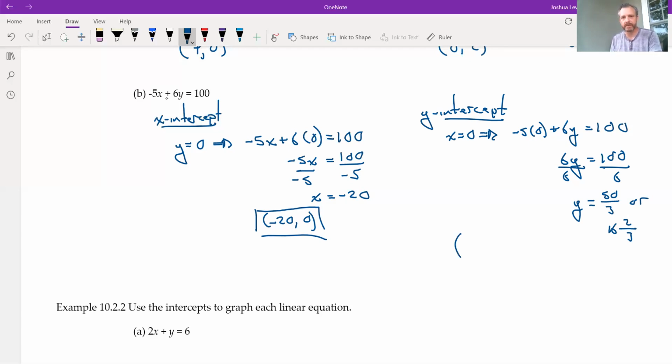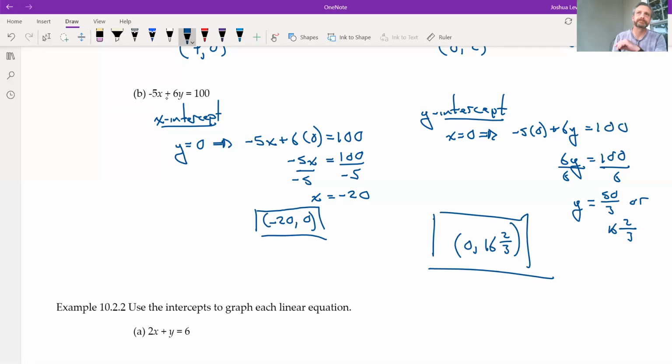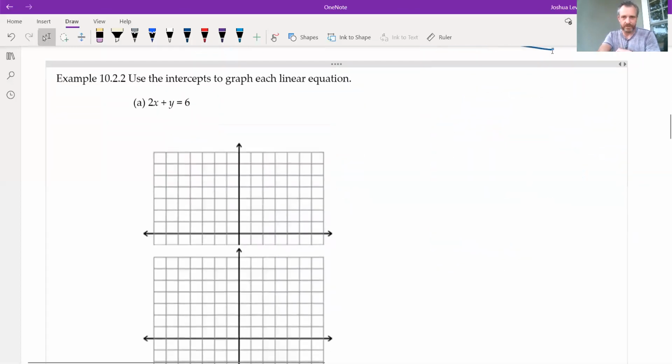But either way, my y-intercept will be 0, and I'll call it 16 2/3. Why not? Okay. So there is my y-intercept. All right. Now, let's move on to graphing.